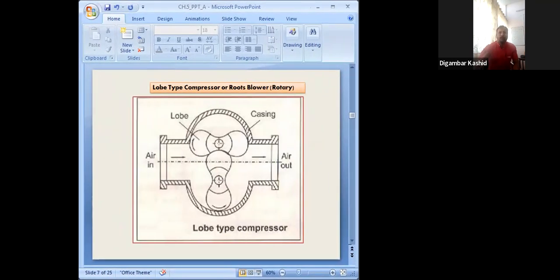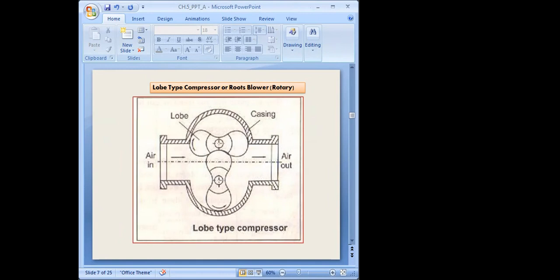So this lobe type air compressor is also called a roots blower or rotary type air compressor. It's a schematic diagram I have shown here. Please look at the screen. This lobe type air compressor is normally used in applications where high flow at comparatively low pressure is required. In that application, this type of lobe compressor or roots blower is used.